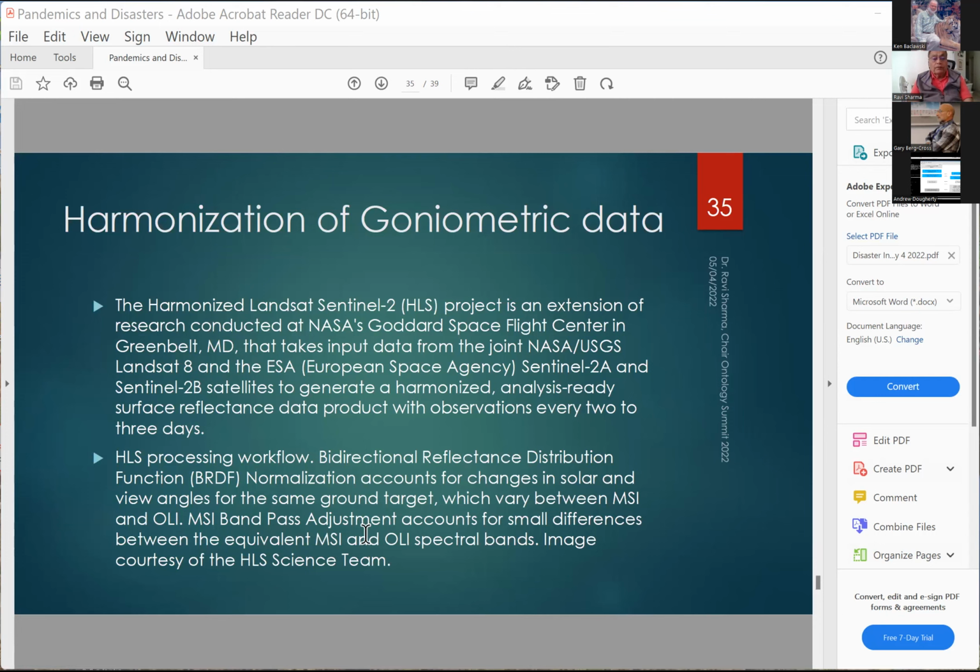So remember the formation flights? Two things, harmonized Landsat and Sentinel, which was a European satellite. Together, how do we harmonize? There's some blurb about that.